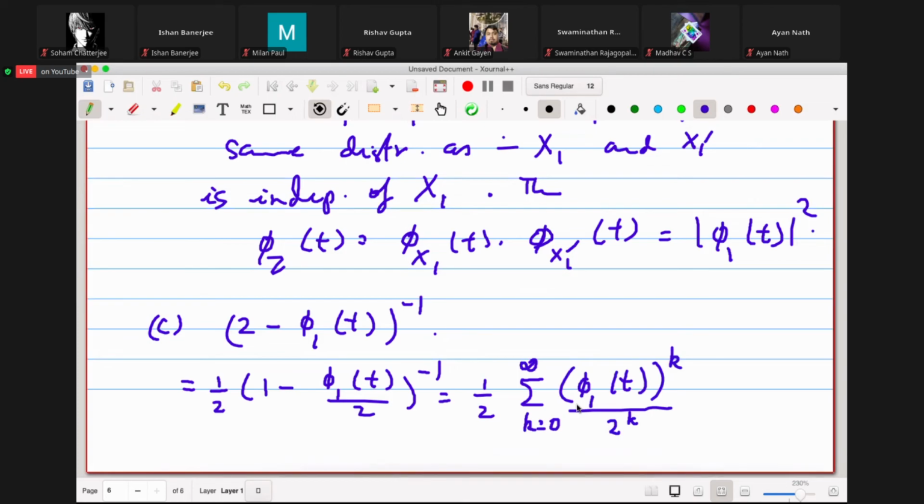T, mind you, is a parameter. But the moment you put a value for t, this is now going to be some number, maybe a complex number. But what can you say about the absolute value of phi1 of t? That's 1. So the absolute value of phi1 of t by 2 is strictly less than 1. And that means that for any value of t, this series is convergent absolutely. Okay. So this is valid even as a function.